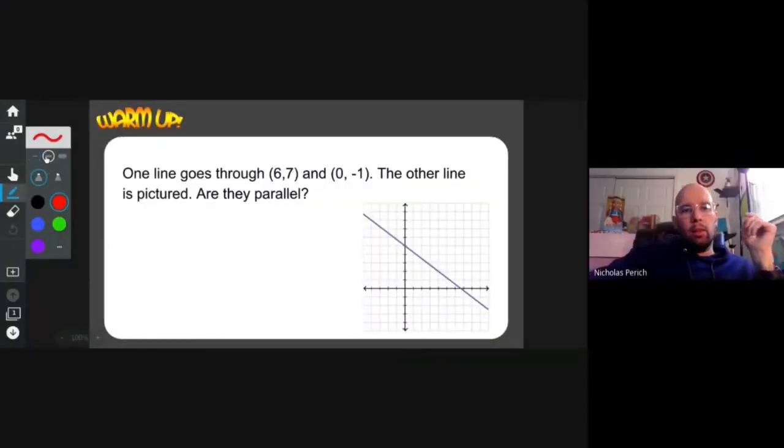One line goes through (6, 7) and (0, -1). The other line is pictured. Are they parallel? Parallel means they share the same slope.